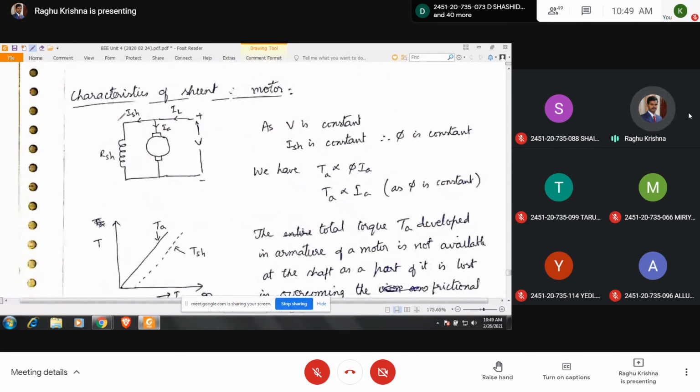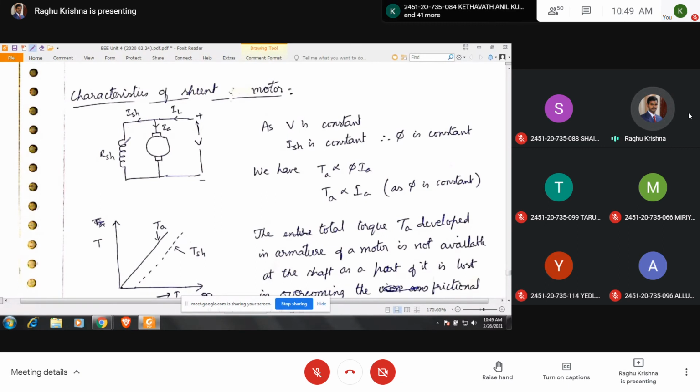So first let us find the characteristics of a shunt motor. Let us take a shunt motor. V is the applied voltage, IL is the line current. IL is split into Ia and Ish. Supply voltage will always be constant; we are going to maintain the supply voltage as constant. As V is constant, Ish will be constant.